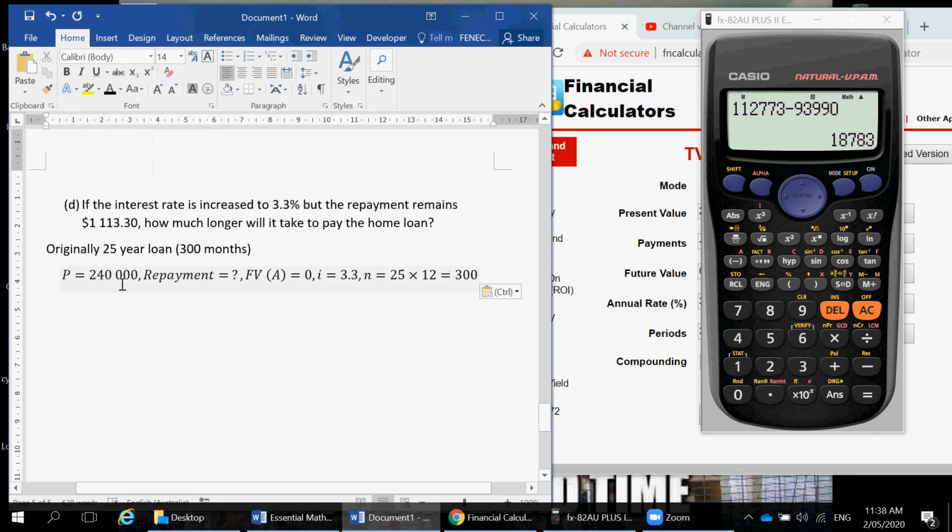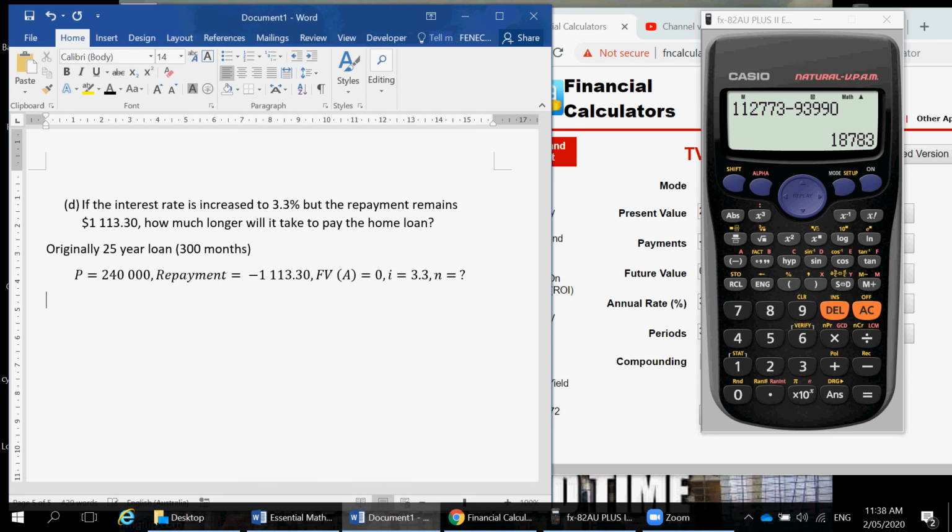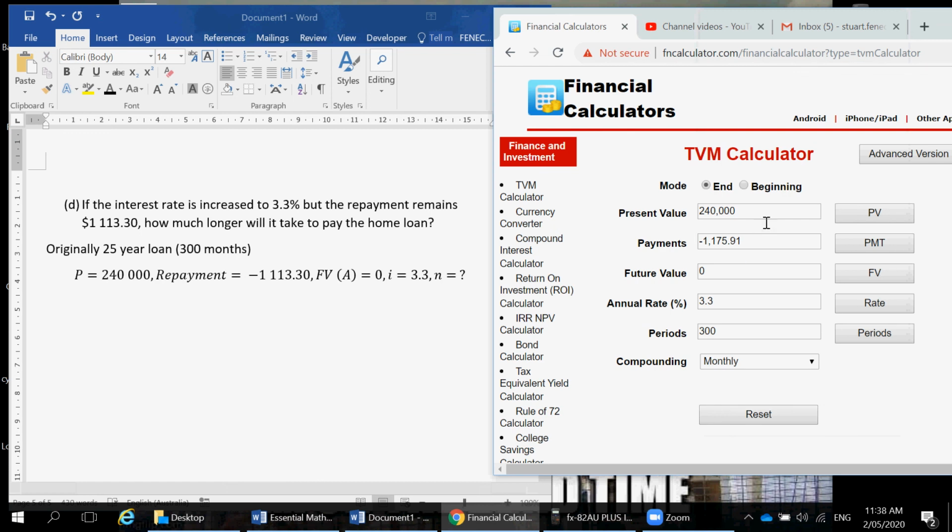So we've got $240,000 is still the amount of the loan. The repayments given there, remember to put it as a negative or it all goes terrible. We want to know when the balance of the loan is going to be zero. The interest rate's now 3.3%, and it's N we don't know. We want to know how long it's going to take to pay. We want to know N. So let's put those values in. P is still 240,000.